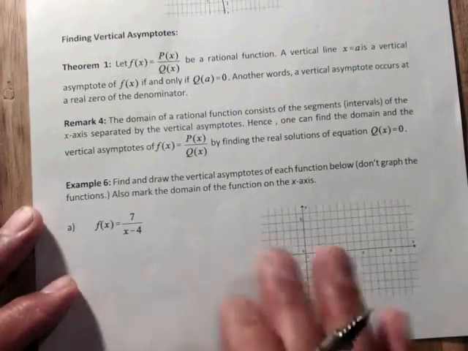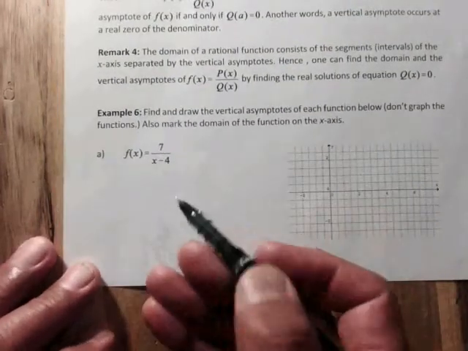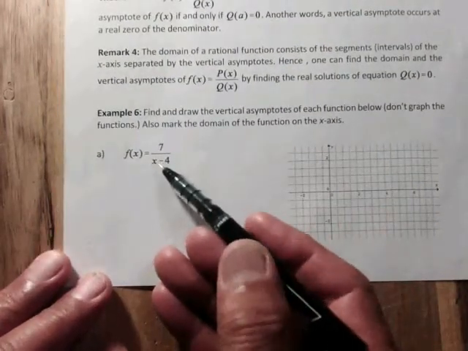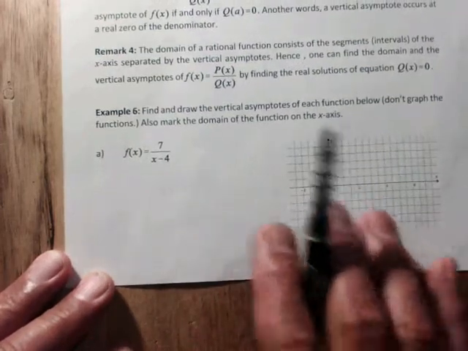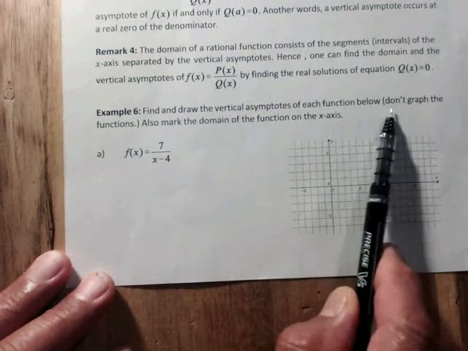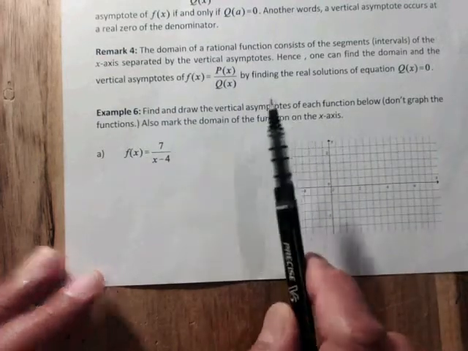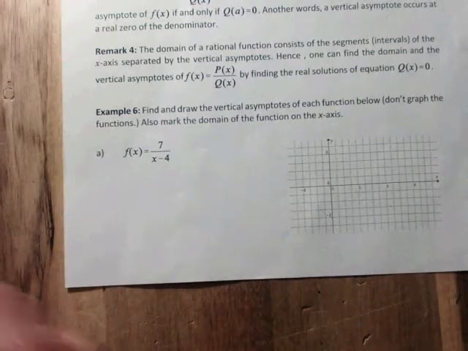Okay, here's your first example. I start with something really simple. This is your rational function, 7 over x minus 4. And it says, find and draw the vertical asymptote for each function of the graph. Also, mark the domain of the function. We are not going to graph any of them. We're just going to do it.